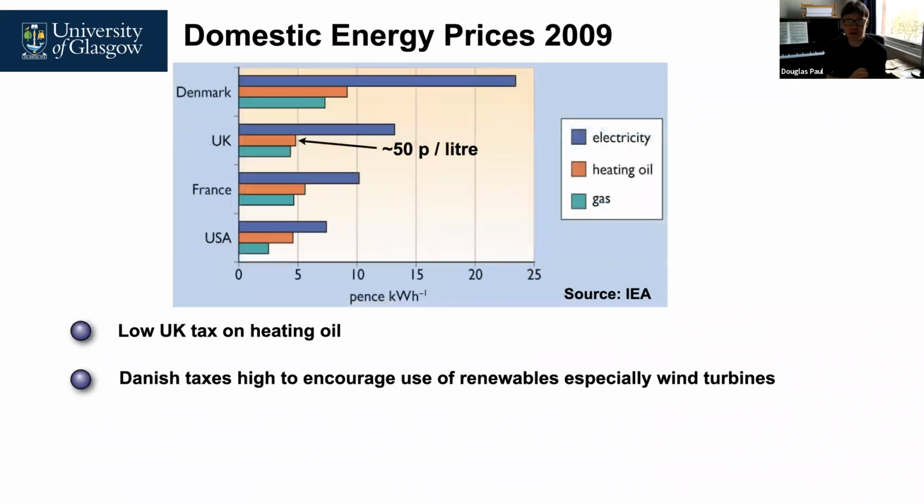Now we can look at this also with other types of energy sources as well. So in this example, we've included electricity, we've got heating oil in the brown, and we've also got gas.